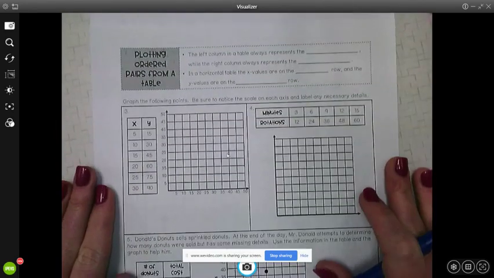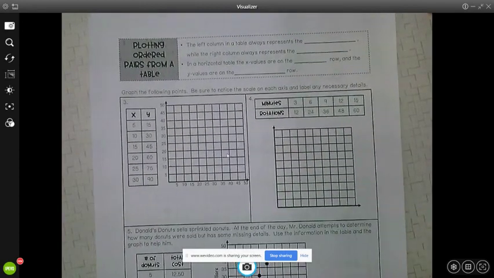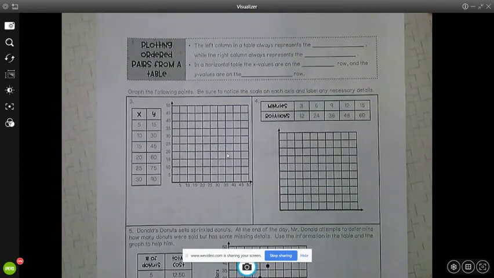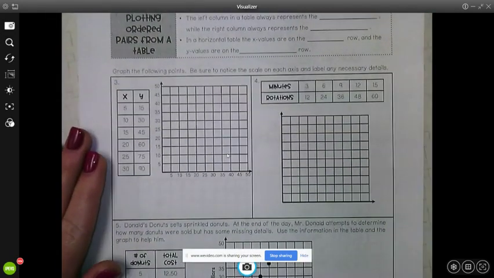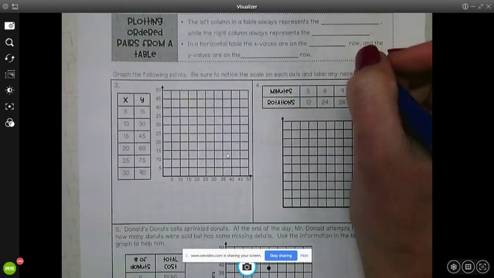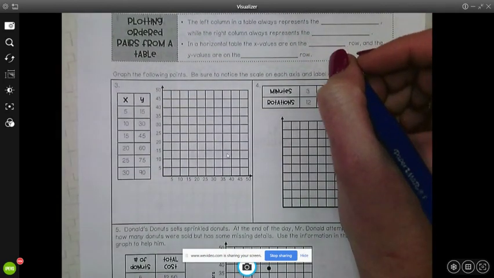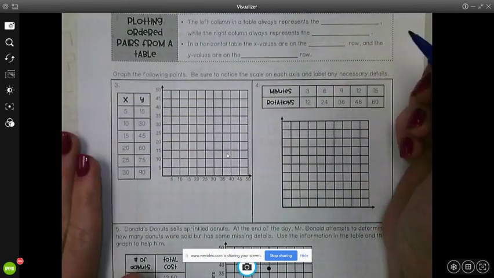Okay, we're going to move over to the back side for your second sheet. And we're going to look at plotting ordered pairs from a table. So these right here are examples of tables. And so it says that the left column in a table always represents the x coordinate, it should say.